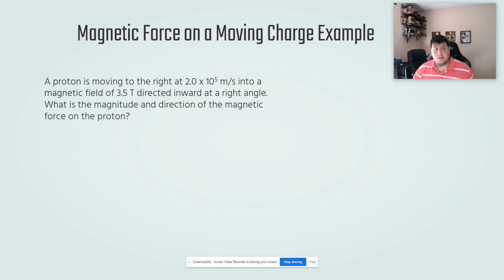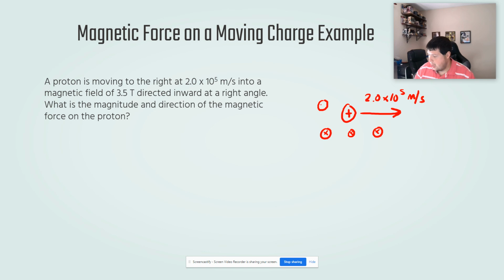Now, taking a look at how to use the equation, magnetic force on a moving charge, in terms of math here. It says here a proton is moving to the right. So here's my proton moving to the right with a speed of 2.0 times 10 to the 5th meters per second into a magnetic field of 3.5 Teslas directed inward at a right angle. So inward, nope, that's out. Sorry. Inward is the X's. So here's my magnetic field, and it is pointing inward, and it has a strength of 3.5 Teslas. It wants to know the magnitude and direction of the magnetic force on the proton here.